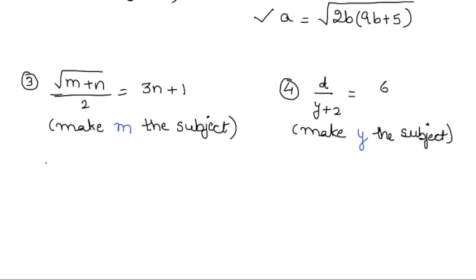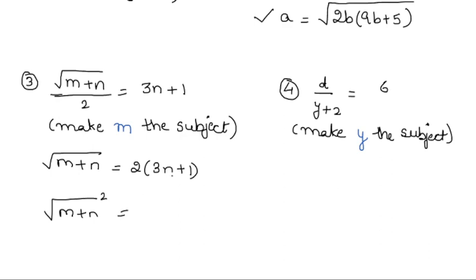So I'll have m plus n is 2 times 3n plus 1. As I said earlier, if you multiply a number and a binomial, that binomial needs to be enclosed within brackets. Since we want this m out of this root, I'll have to square root both sides. Square root and square are opposite operations. So when I square m plus n, I have root of m plus n squared.